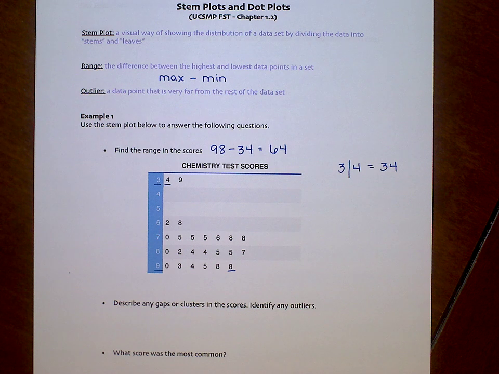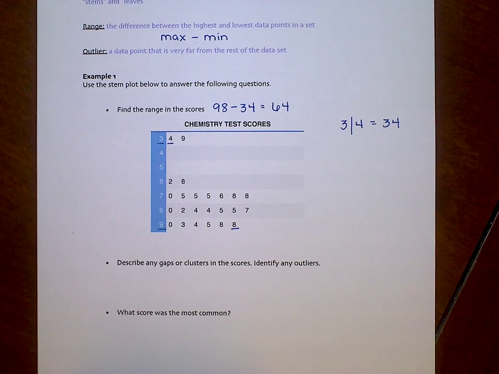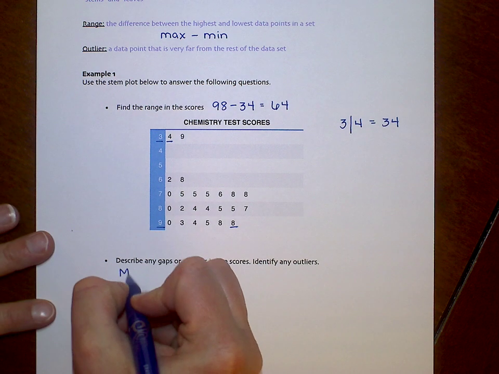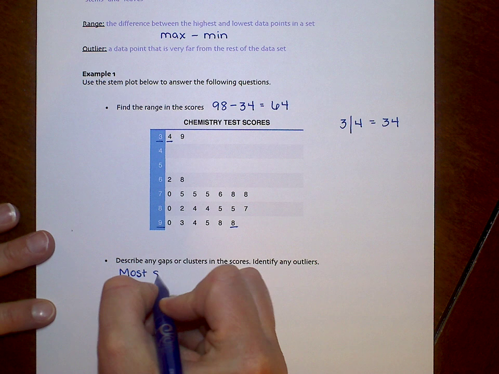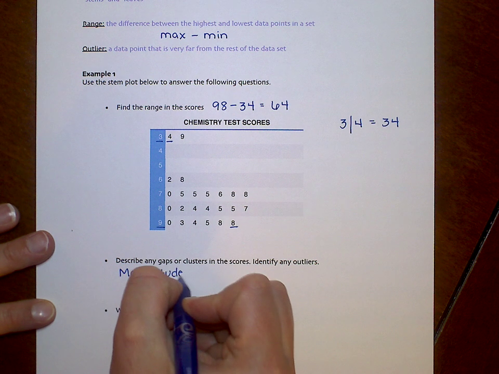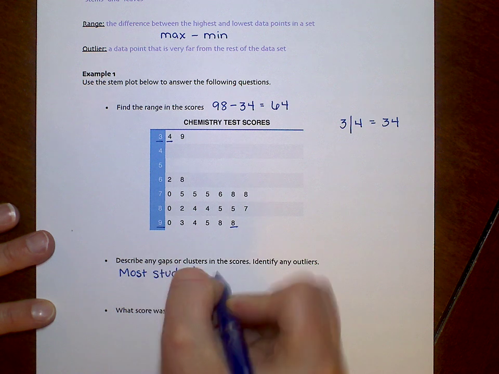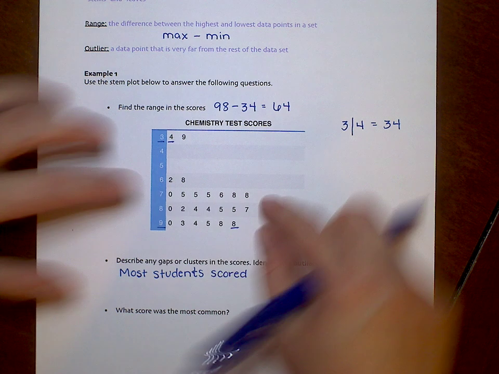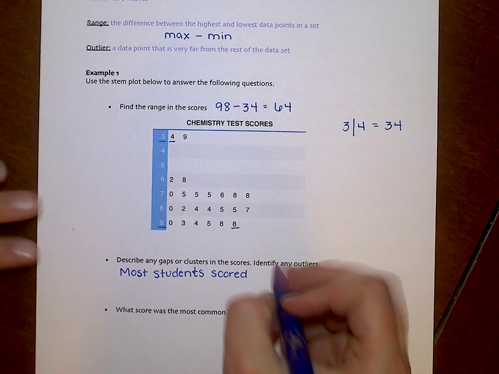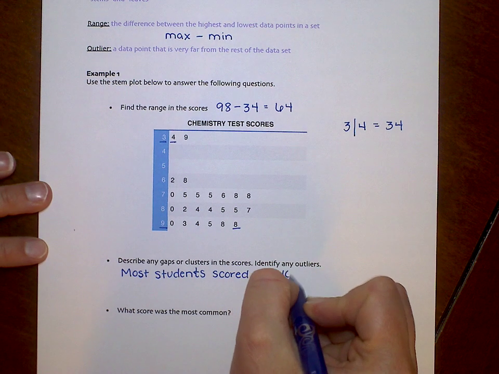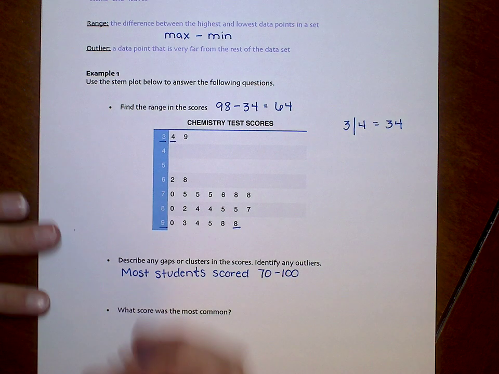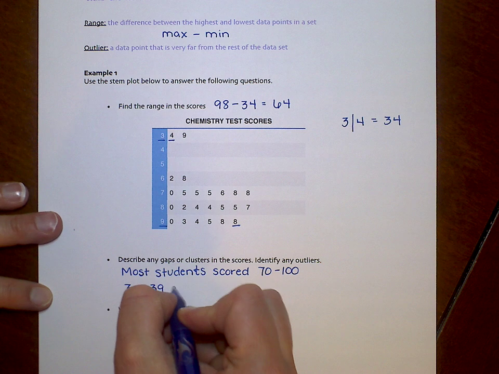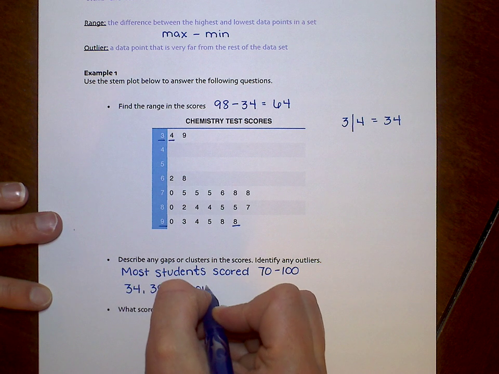It says describe any gaps or clusters in the scores. And again, we're not being super mathematical here. We're just trying to point to things. So, for example, I would say most students scored somewhere between, let's see, the 70 and 100. So here's a cluster, right? These are all clustered together. So most students scored in that range. And then I would say, based on this data, the 34 and the 39 are outliers.